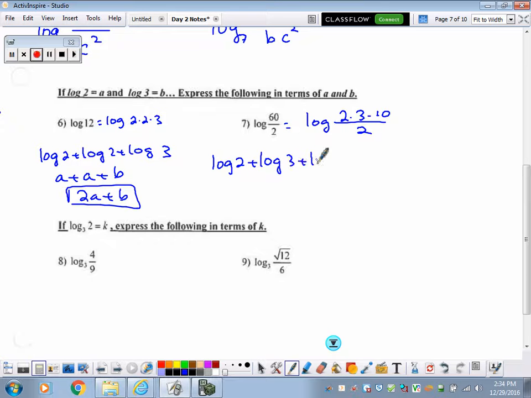Log 3 plus log 10 minus log 2. Oh, look at that. The log 2's could cancel even there again if we didn't cancel here. Let's see if that's going to change the outcome of the answer. Log 2 is an a. Log 3 is a b. We know log 10 is 1. Minus a. A's get canceled, left with b plus 1.